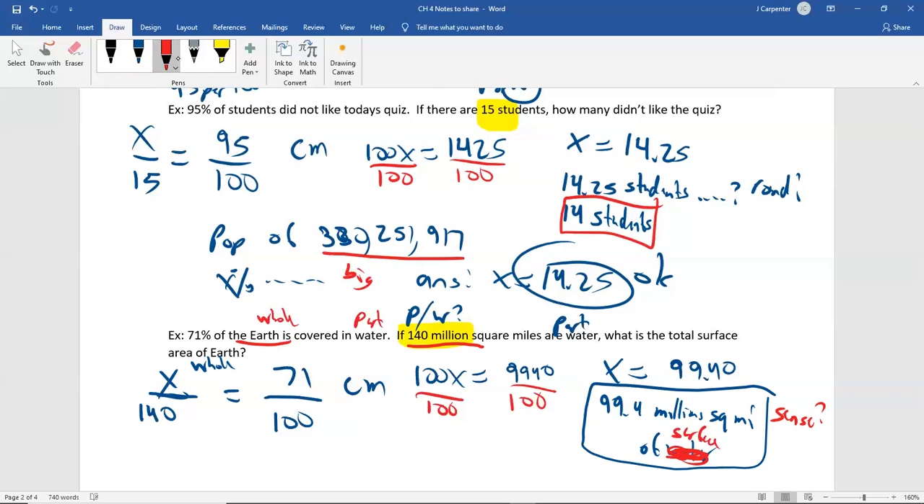That was the first thing I did wrong. So if there's 140 million square miles of water, how is it that the total surface area of Earth is 99.4 million? That includes the water and the land. So this has to be wrong. The total surface area of Earth should be more than the water, and that's because what I did wrong in this process, I talked out the parts and wholes correctly. I said that water is the part, this 140 million was the water, and I put it in the bottom. That was my mistake. Again, I was going to make this mistake after doing it right, so we just got to do it first wrong anyways.